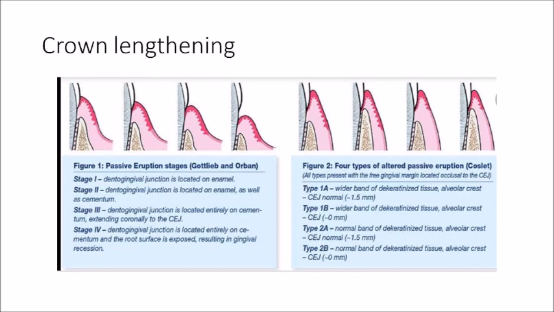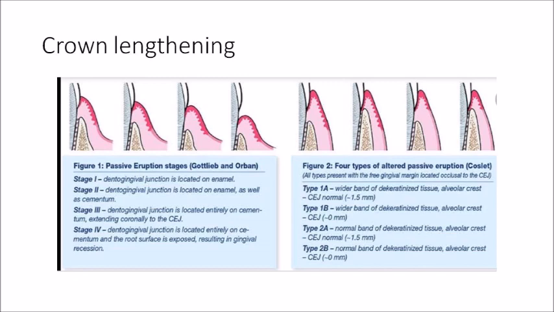As we all know, when the tooth moves out of the bone and of the gingiva, this movement of the tooth itself is known as active eruption. And after the active eruption is completed, the gingiva moves over the teeth in an apical direction. This is known as passive eruption. So in stage 1, the dentogingival junction, or the junctional epithelium, is on the enamel.